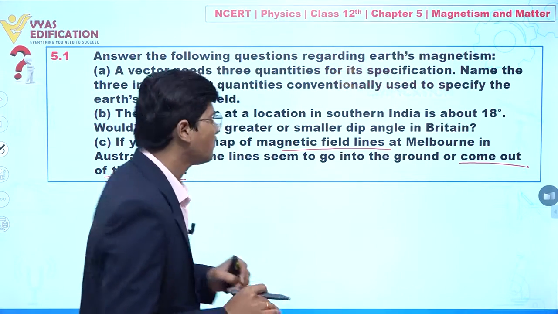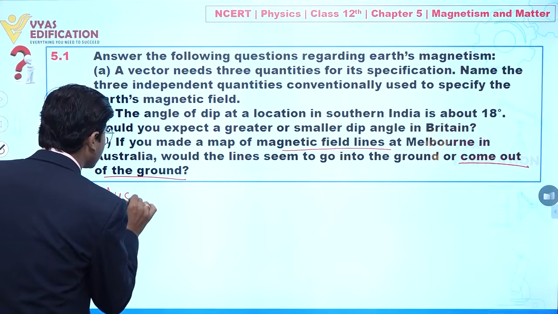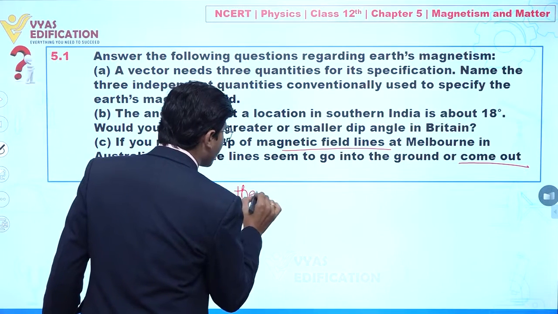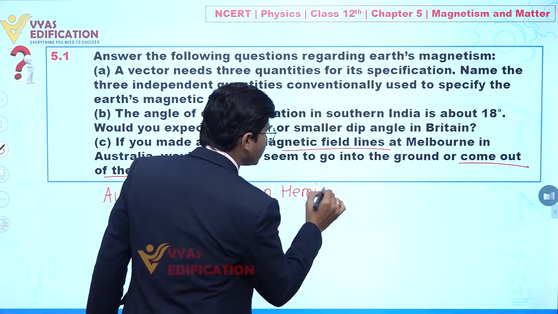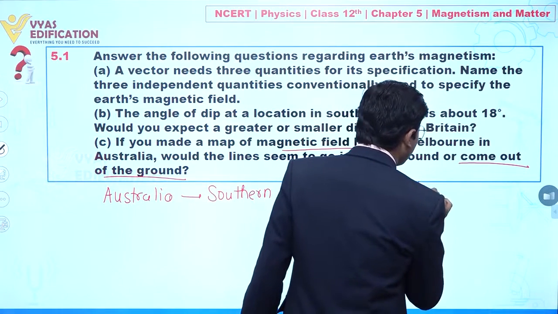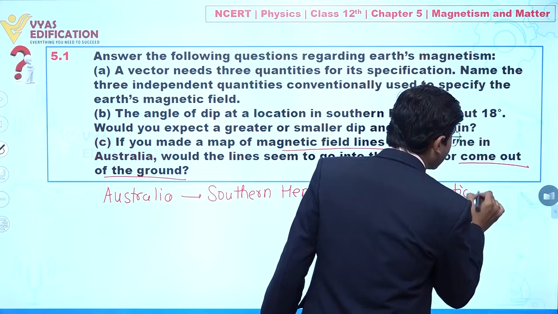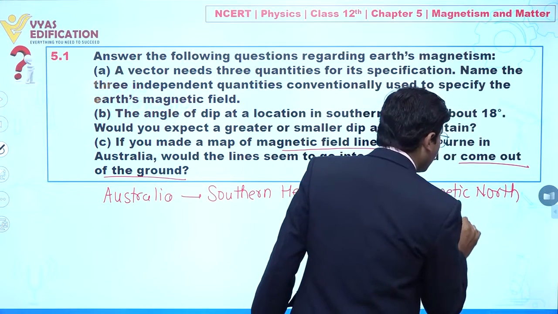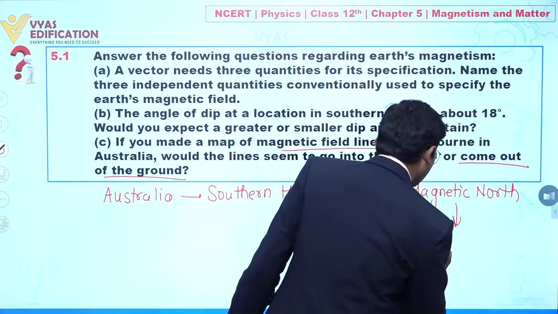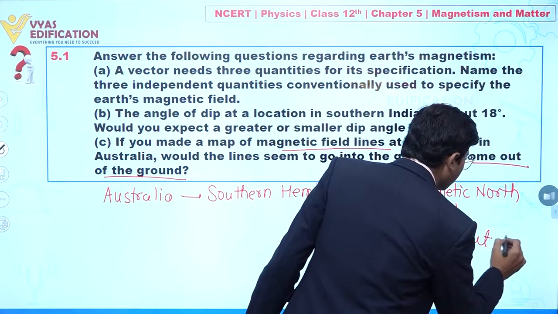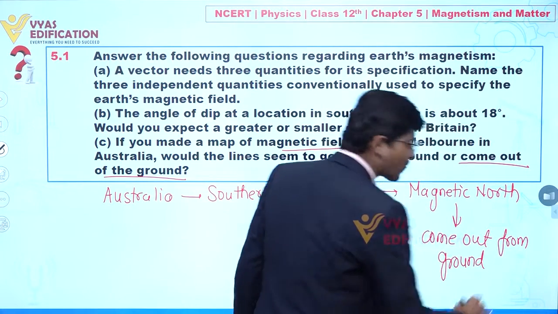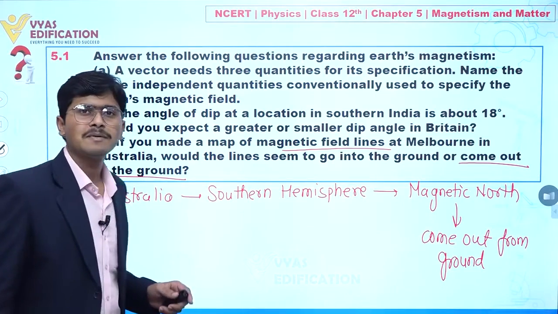The answer is very clear. Australia is situated in the southern hemisphere, and in the southern hemisphere the magnetic north will lie. Whenever we have magnetic north, definitely field lines will come out from the ground. So directly we can see here magnetic field lines come out from the ground, clear to you, yes or no. So this is all about part number C.